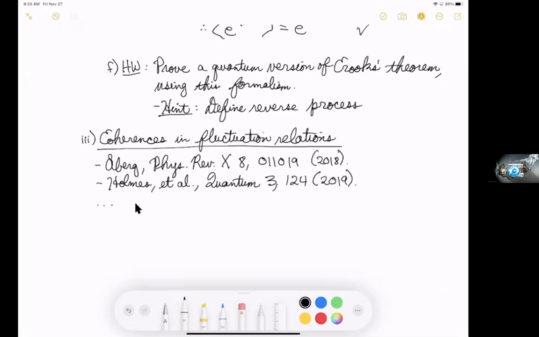Are there any more questions about the quantum Jarzynski equality or the 2-point measurement scheme?